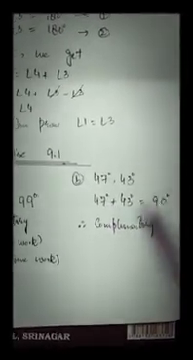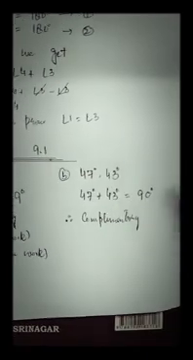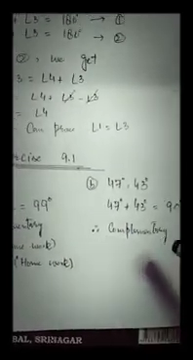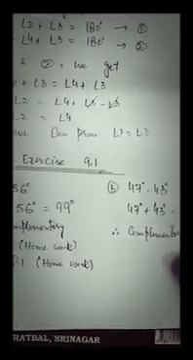Similarly, in part B, pairs of angles are 47 degree and 43 degree. When we add the two, we get 90 degree. Their sum is 90 degree, so they are complementary. Remaining parts will be homework for you people.